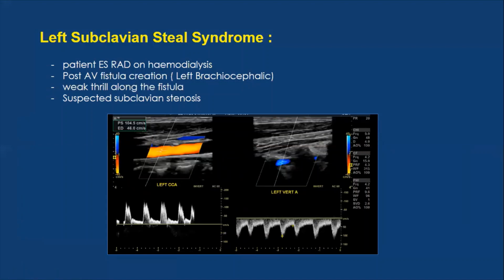And the third case is what we know as subclavian steal syndrome. In this case, it was the left side. The patient has end-stage renal disease and he was on dialysis. He is post arteriovenous fistula creation. It was a left brachiocephalic fistula, created between the brachial artery and the cephalic vein. Clinically, he had a weak thrill along the fistula, so they wanted to rule out any subclavian stenosis.